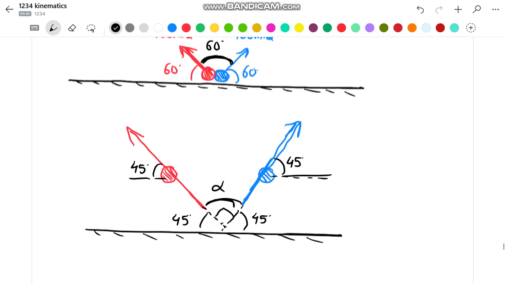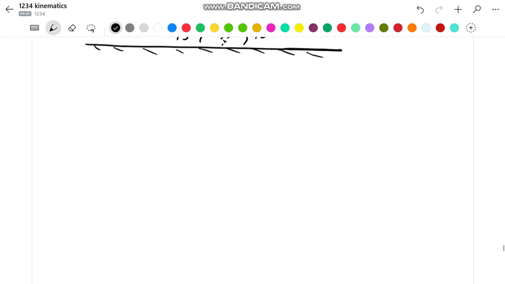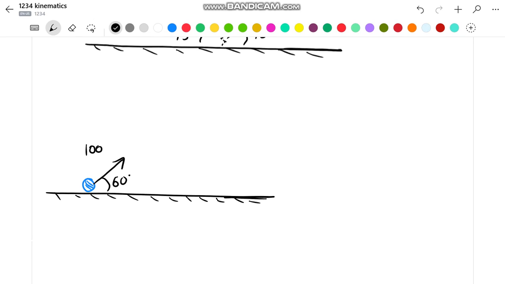Let us now shift our focus to any one of the particles. For example, suppose we observe particle number 1. We now know that the particle was initially thrown with a speed of 100 meter per second at an angle of 60 degrees, and we have to find the time when the velocity vector of this particle makes an angle of 45 degrees with the horizontal.